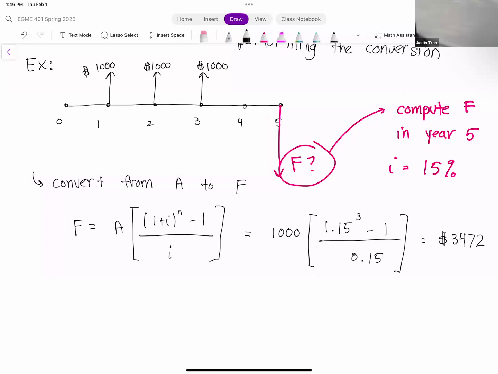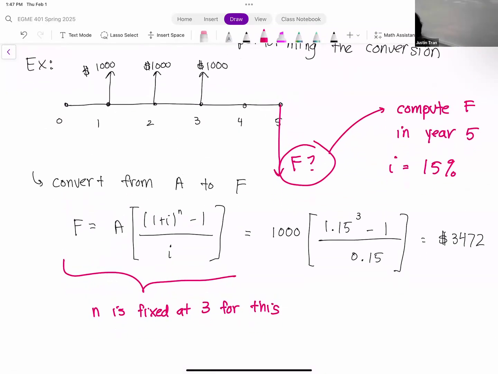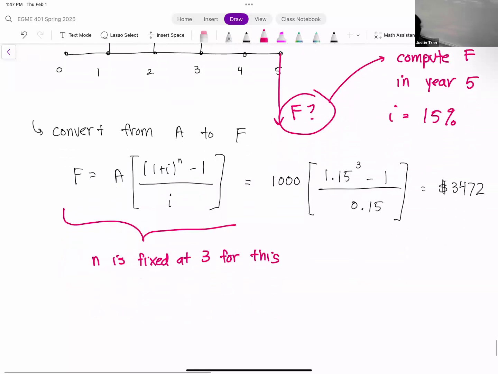Because remember, when we apply this formula here, the assumption is always that the n is fixed. So we chose n is equal to 3 because the uniform series repeated itself 3 times. That makes sense, right? We only had 3 payments, and so our n should be 3 here. But that n is also going to apply to the F that we converted to.